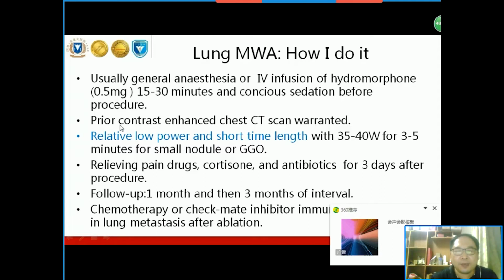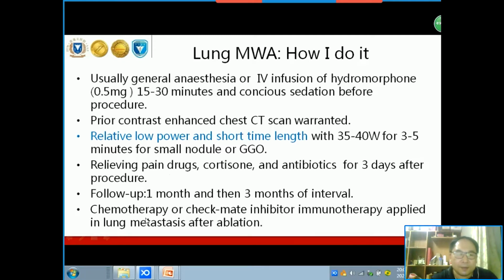Before ablation, we usually ask the patient to receive contrast enhanced CT, and with microwave ablation, we usually use relatively lower power and short time length, 35 to 40 watts for 3 to 5 minutes for small nodules or GGO. After the procedure, we usually use pain relieving drugs, cortisone, and antibiotics for 3 days, and follow up at 1 month and then 3 months.